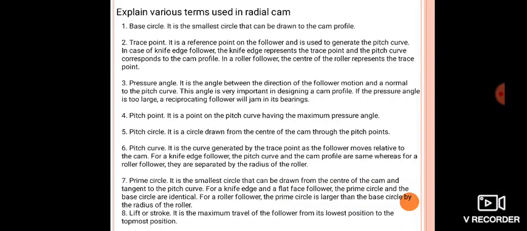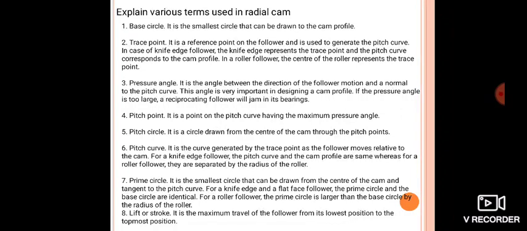It is the smallest circle that can be drawn from the center of the cam to the tangent to the pitch curve. This is the prime circle, and this can be drawn for knife-edged follower and flat-faced follower. Okay, so this is all about the prime circle.